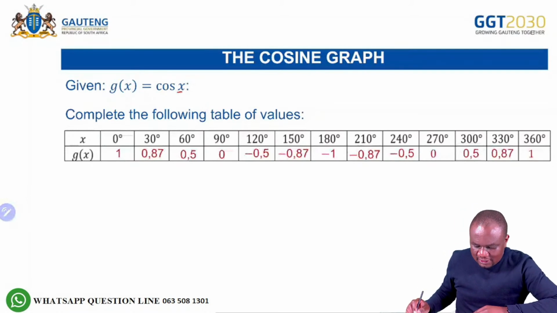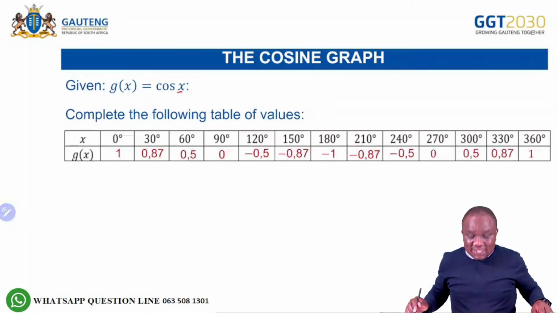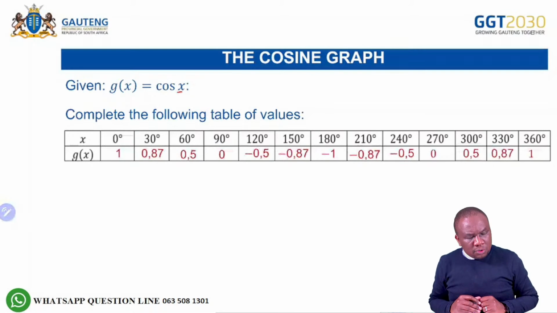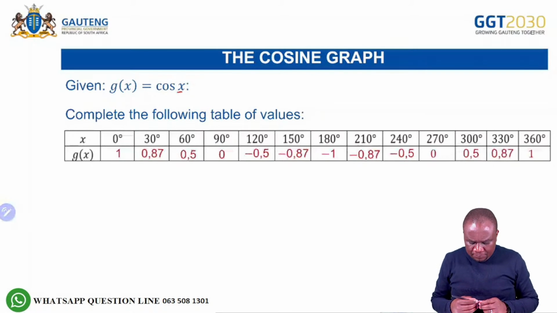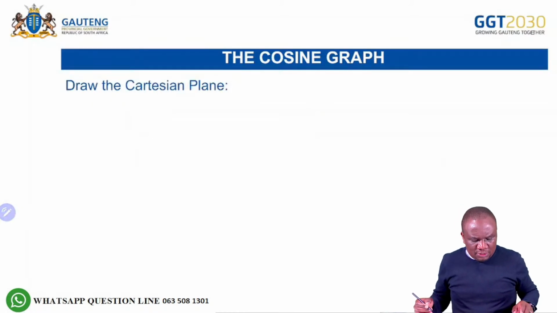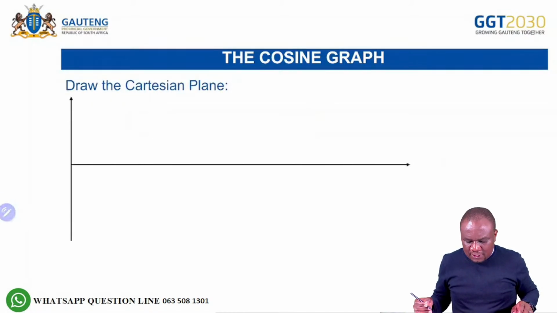Okay. Right. Now we have our table of values. This is what we're going to use to sketch our cosine graph. Now, I want us to draw the Cartesian plane. I'm going to give you 3 minutes again for you to draw your Cartesian plane, just like I guided you in the previous one. You don't need to draw on the same set of axes because we want our graphs to be clear and neat. So draw this Cartesian plane.